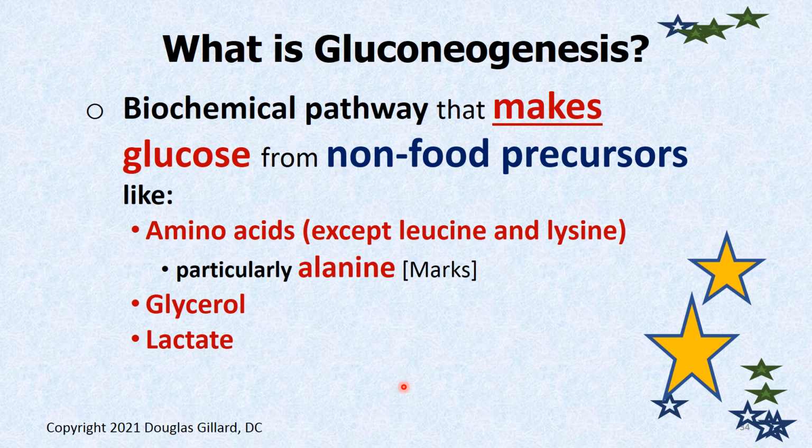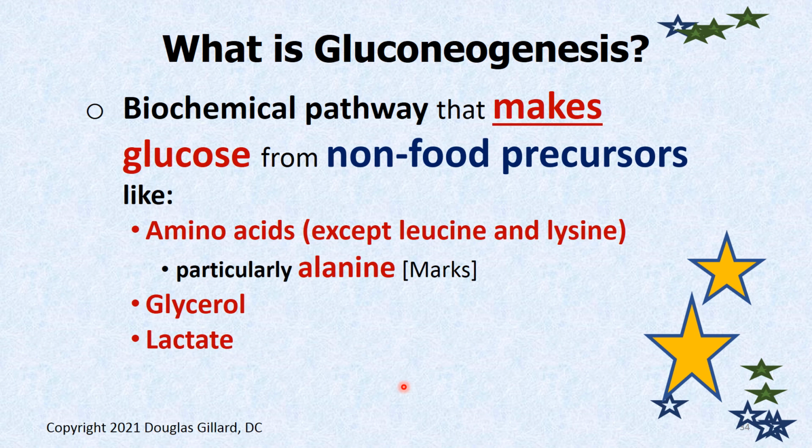What is gluconeogenesis? It's a biochemical pathway we're going to get into in the next lecture. It makes glucose from non-food precursors. So this is during a fasting state, because you can get glucose in your system quickly by drinking Gatorade. But what happens when you're sleeping and you're not drinking glucose? And stress is so bad that even when you're eating, it soaks up glucose fast. It takes non-food precursors like amino acids from muscle.